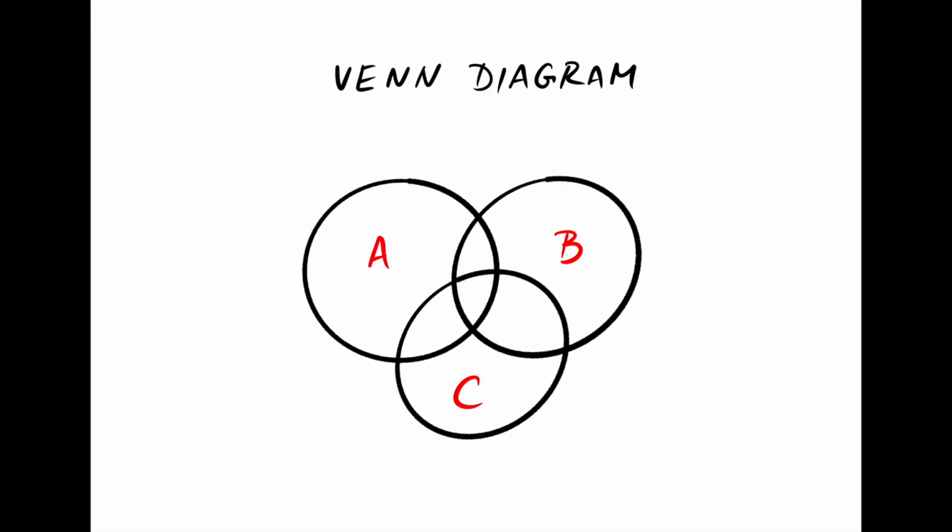A Venn diagram consists of two or more overlapping circles. It can be a great way to summarize the differences and similarities of two or more concepts, and it can also show the sweet spot where different ideas overlap.